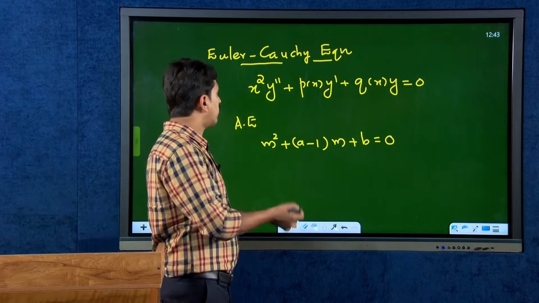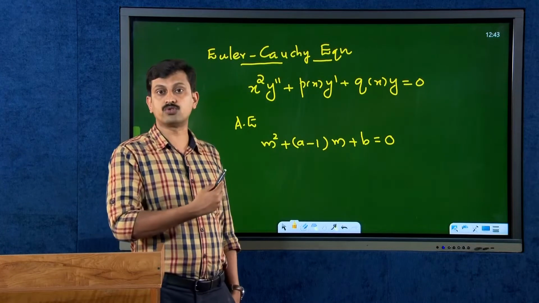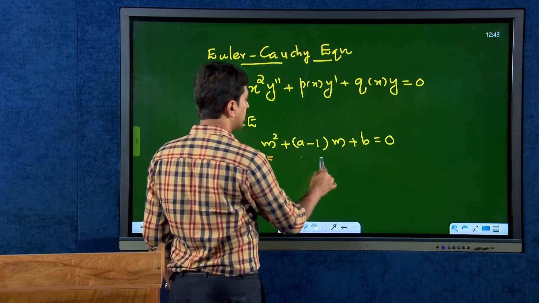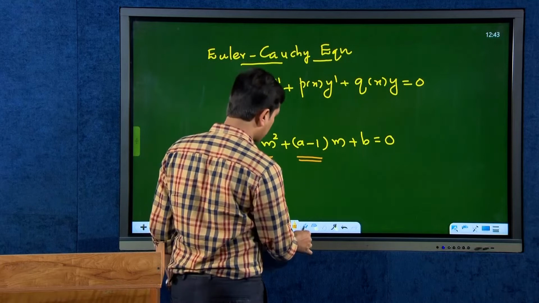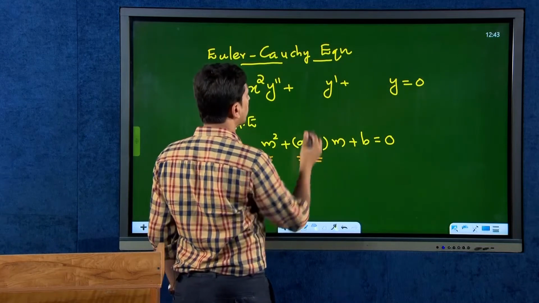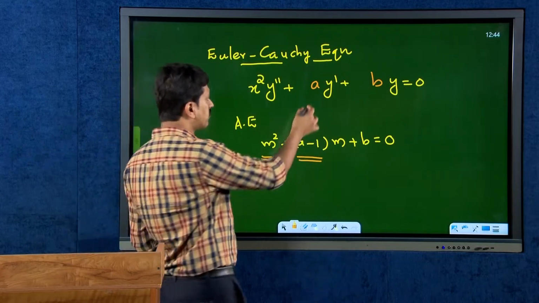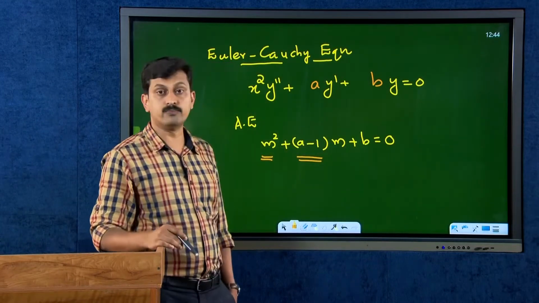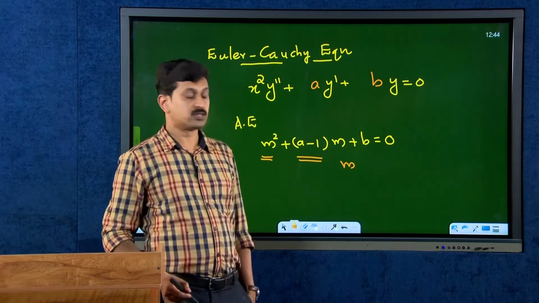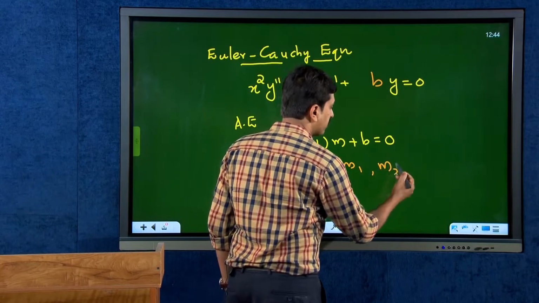In the case of the Euler-Cauchy equation, we can find the general solution by finding the auxiliary equation. The auxiliary equation is m square plus a minus 1 m plus b, where instead of p of x there may be a constant. In the case of constant coefficients, this is x square y double dash plus a x y dash plus b y is equal to 0. In that case we will apply m square plus a minus 1 into m plus b is equal to 0. From here we can find 2 values for m, which we call m1 and m2.